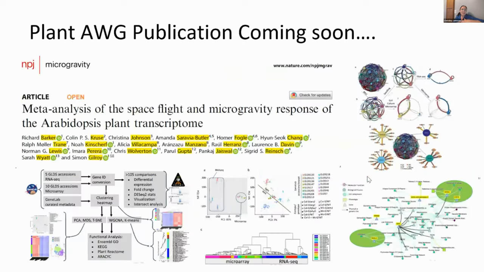But then there's this one that we've been working on for 2 years now, I think it is: a meta-analysis of the spaceflight and microgravity response of the Arabidopsis plant transcriptome. This is the one that we've been working on as the AWG together, spending a lot of time. It has a lot of authors, and it's in proofing stages. We were really hoping to be able to share a link today, but not quite yet. Hopefully in the next week or two, I don't want to jinx it.